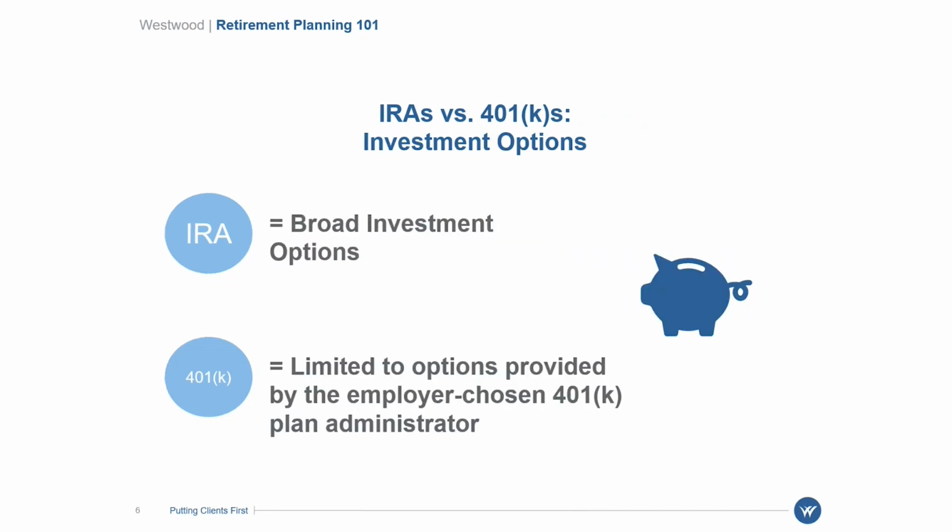Let's now talk about how your contributions will be invested year over year. In general, you are responsible for selecting the investment options and strategies, such as stocks, bonds, mutual funds, ETFs, etc., that will be applied to your IRA or 401k. But the investment options that are available for IRAs tend to be broader than the investment options for 401ks.